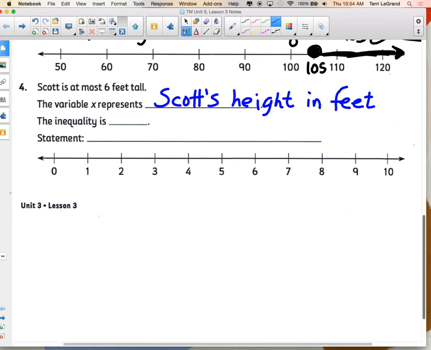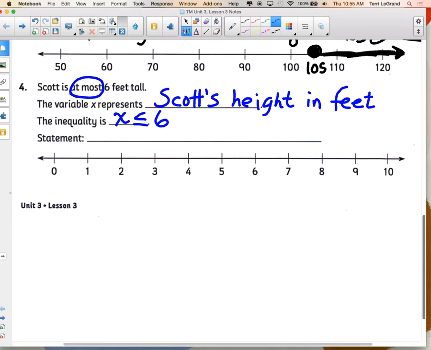X is less than or equal to 6. How many of you agree with Ikea that the inequality statement should be X is less than or equal to 6? Okay, how's this different from all the other ones we've been doing? We've been using the is greater than or equal to, haven't we? So what changes it to the is less than or equal to? What words? At most, that's the key word here.